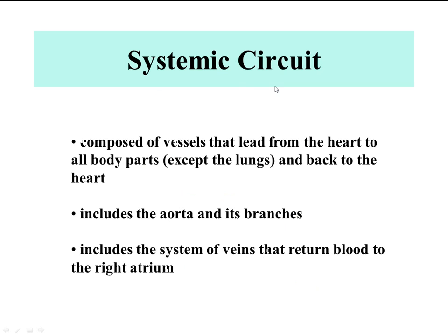The systemic circuit is composed of vessels that lead from the heart to all parts of the body except for the lungs and back to the heart. It includes the aorta and its branches. It includes a system of veins that return the blood to the right atrium, and is composed of the vessels that lead from the heart to all the body parts except for the lungs. That includes the heart tissue also. Systemic circulation, the systemic circuit.